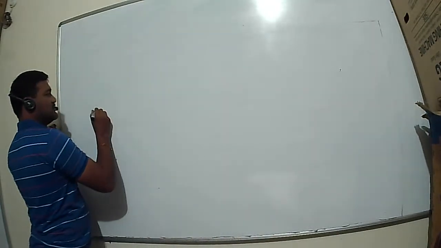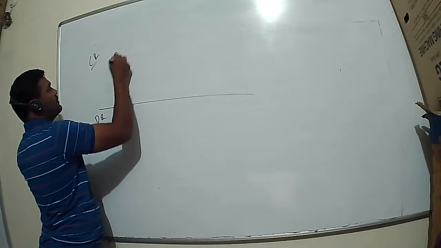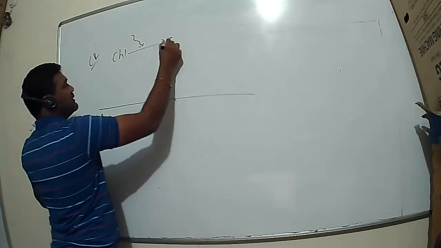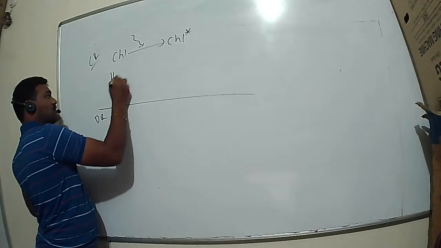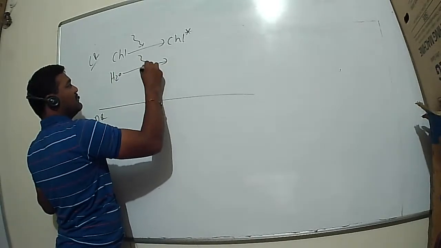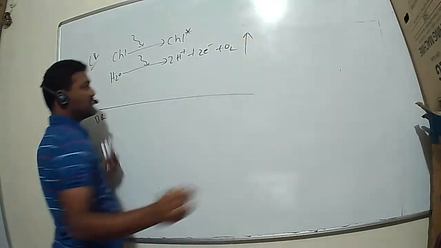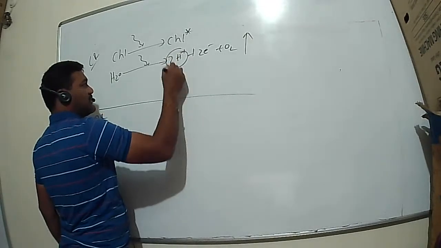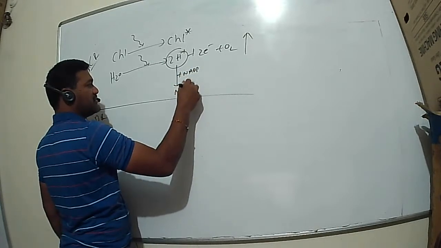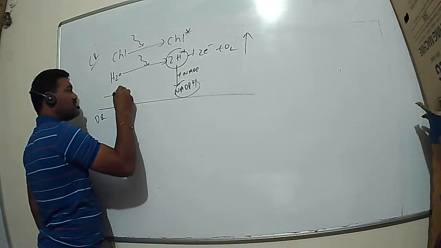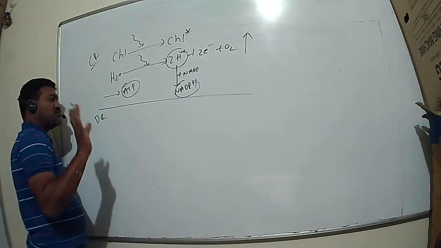See, I'm dividing this into light reaction and dark reaction. In light reaction, chlorophyll molecule will take light energy and become chlorophyll star, meaning excited chlorophyll molecule. And water also will take light energy and break into hydrogens, electrons plus oxygen. This oxygen is released out. And these hydrogens are accepted by NADP to form NADPH. And here ATP is also formed. But don't ask me how. ATP is also formed in light reaction.